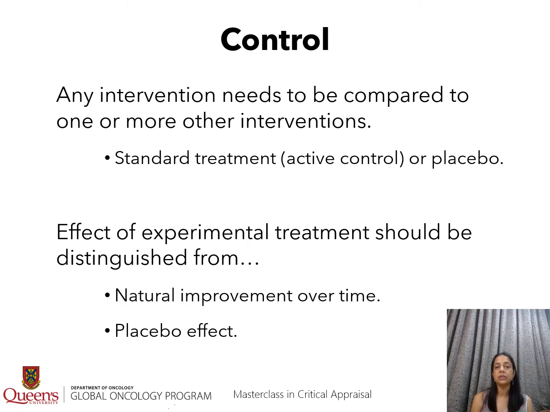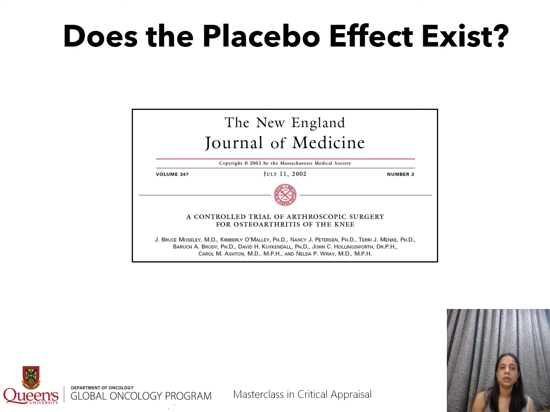Now, any intervention in a trial needs to be compared to one or more other interventions, and these could be standard treatments, which are active controls, or placebo. And this is because the effect of experimental treatment should be distinguished from natural improvement over time or a placebo effect.